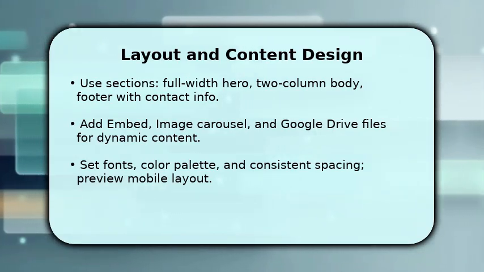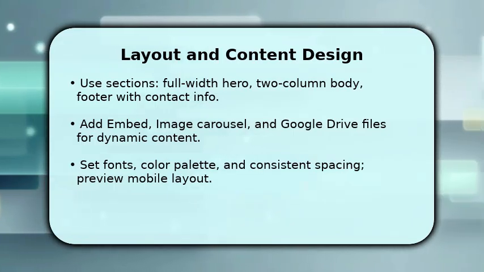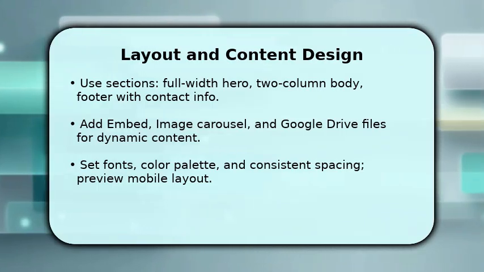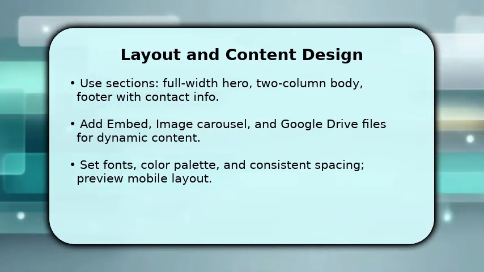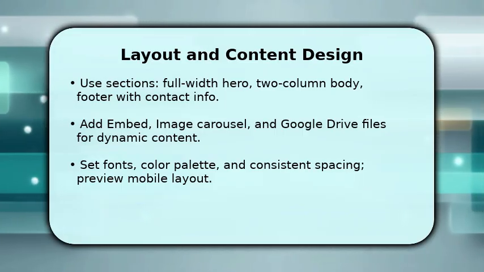Insert Google Drive files, an embed block, or an image carousel to keep content dynamic and minimize manual updates. Define a simple font pair and a 2-3 color palette for visual hierarchy, and use component padding consistently. Once you position elements, switch to mobile preview and tweak spacing, so text remains readable.